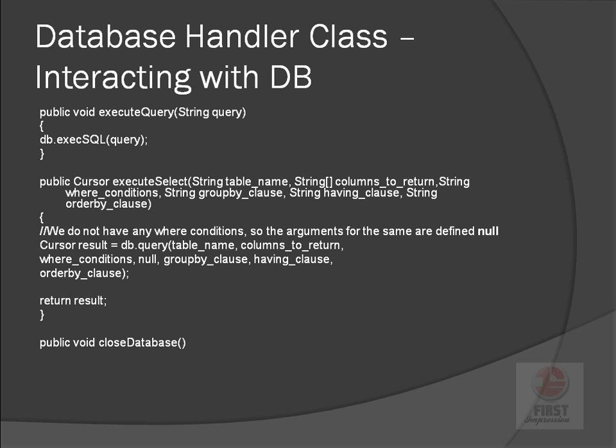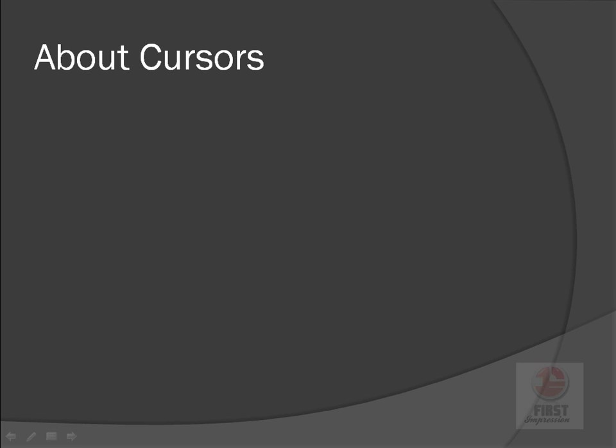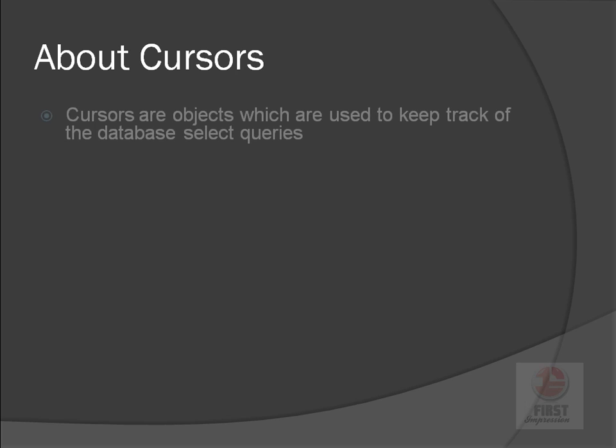We'll have closeDatabase. Close database will have just db.close. It will close the database after the work has been done. I hope we are clear with this. We have just three functions: execute query, execute select, and close database. Execute query will be used for create, insert, update, and delete. Execute select will be used only for select statements, and close database will be used when our work with the database is over.